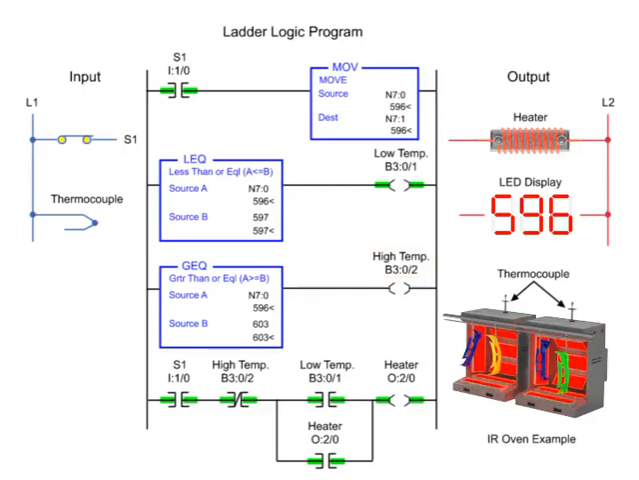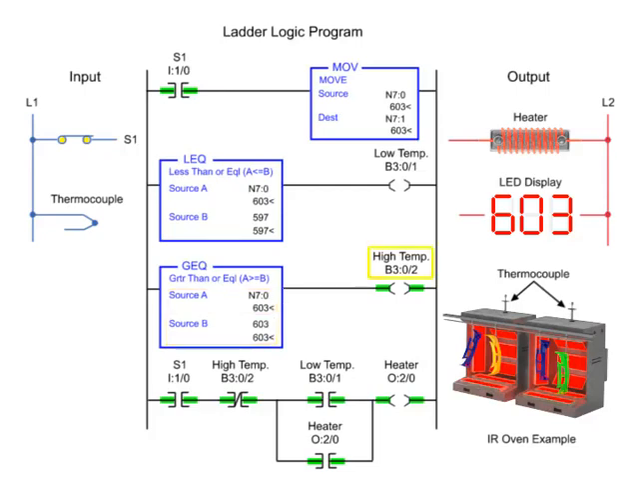As the temperature rises above source B of the less than or equal to instruction, low temp turns off and heating continues. Reaching 603 degrees or more, the high temp output is enabled since source A is equal to source B of the greater than or equal to instruction.